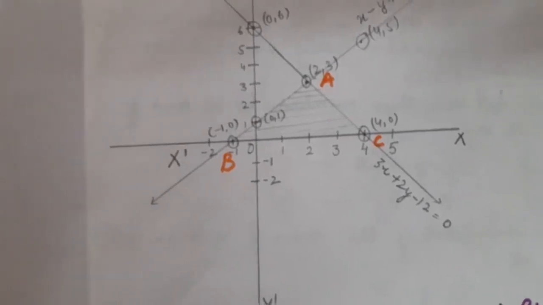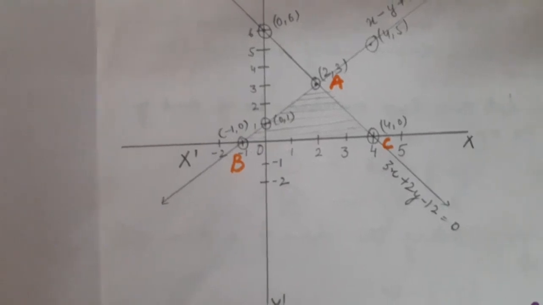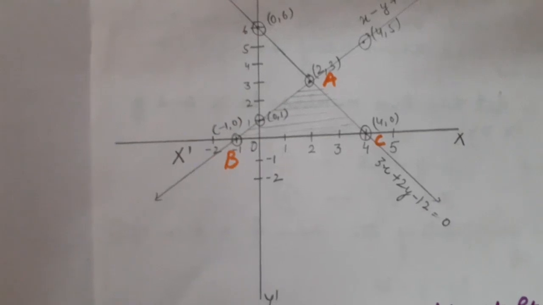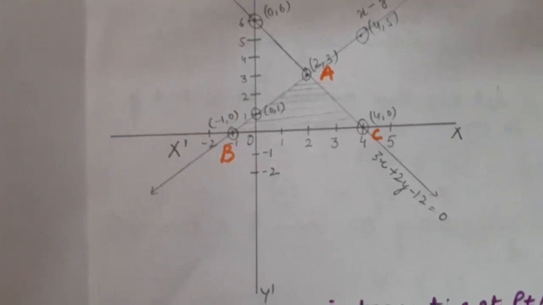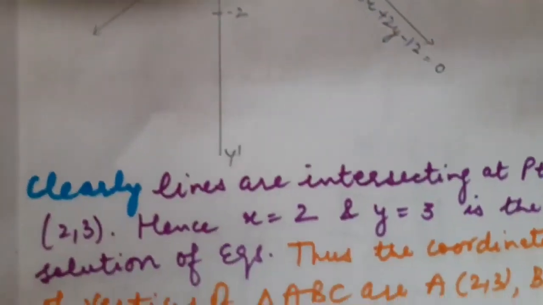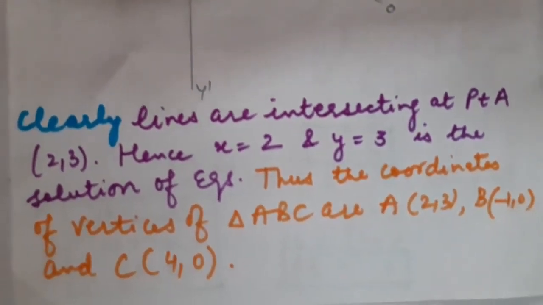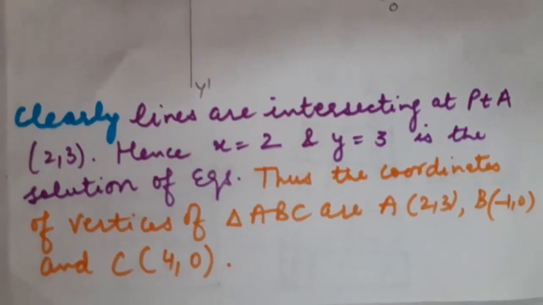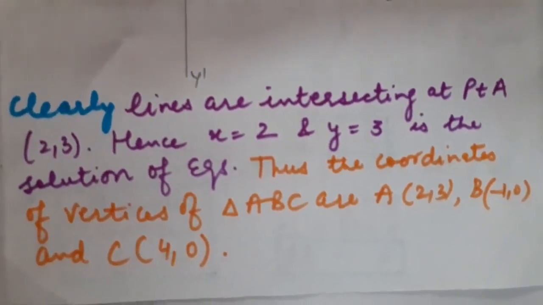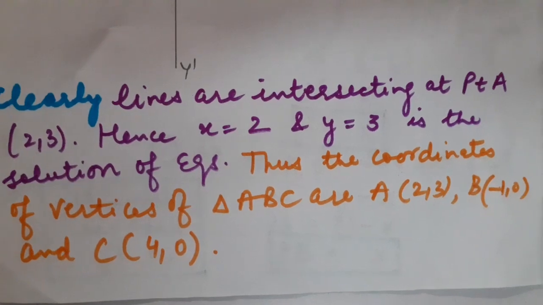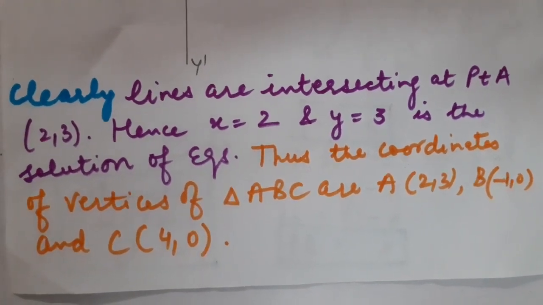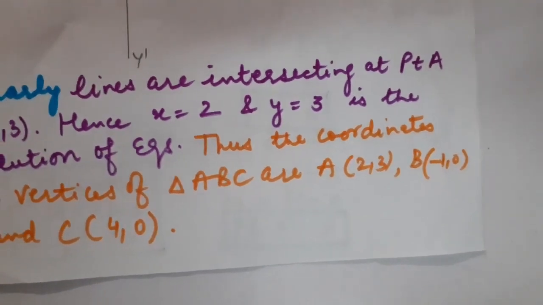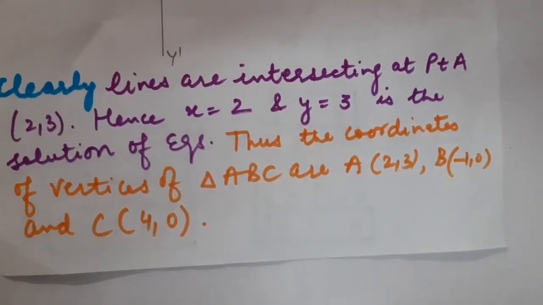Now children, here you can see that using both the lines along with the x-axis, there is a triangle formed, that is ABC. Now clearly the lines are intersecting at point A, that is (2, 3). Hence x is equal to 2 and y is equal to 3 is the solution of both the equations. Thus the coordinates of the vertices of triangle ABC are A is (2, 3), B is (minus 1, 0) and C is (4, 0).